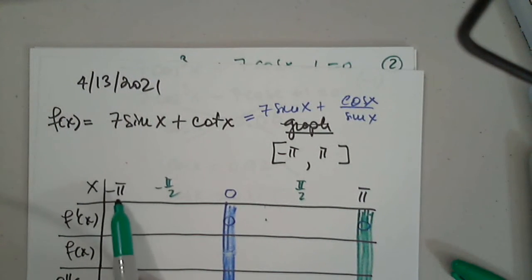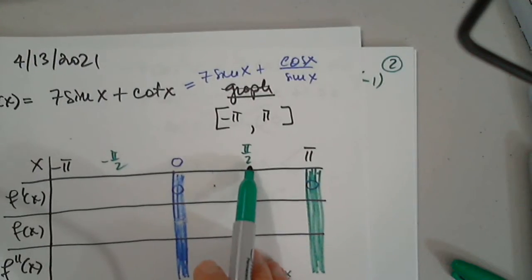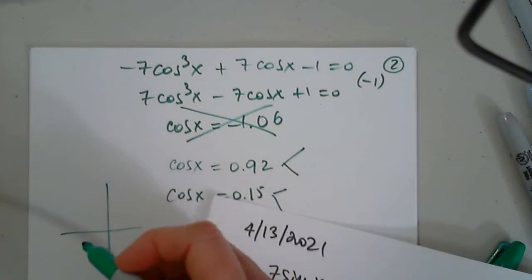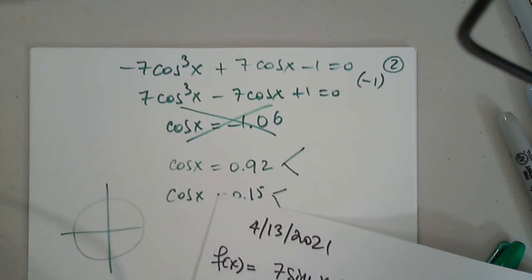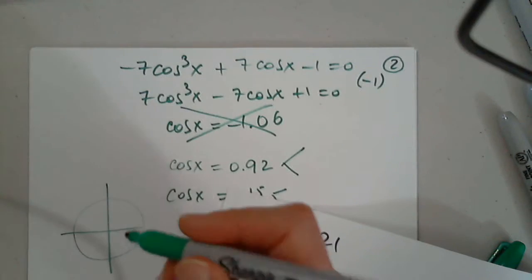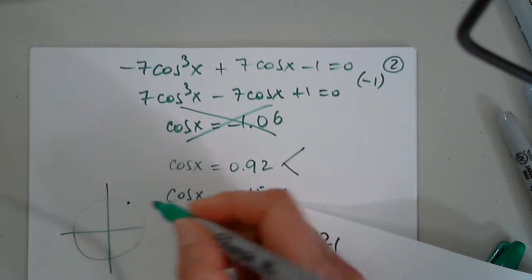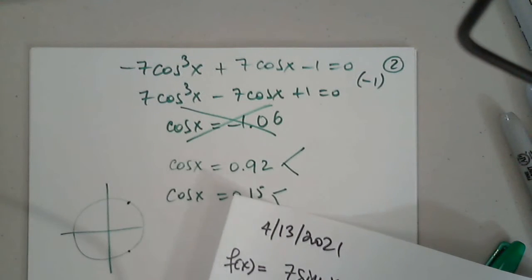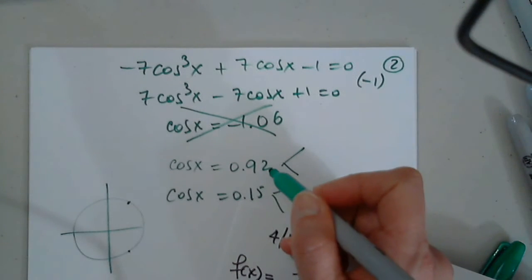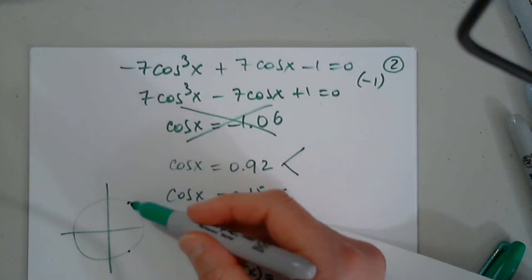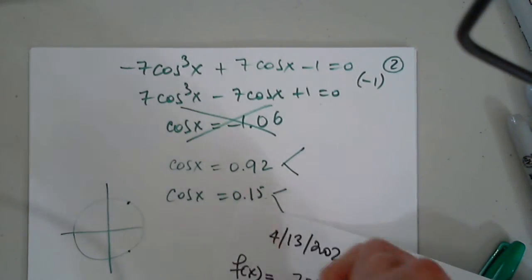The interval we're talking about is negative pi to pi, so this is the entire circle, right? So we're going to look for a solution here and one here, where cosine is positive. So cosine 0.92 and cosine 0.15. So this one will have 2 solutions, and this one will have 2 solutions.